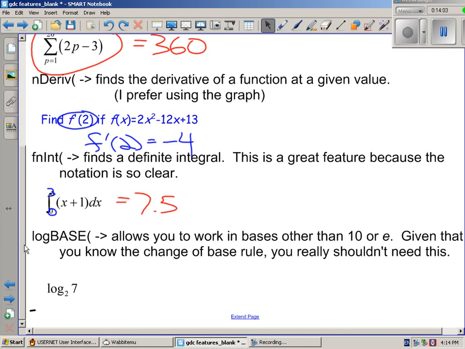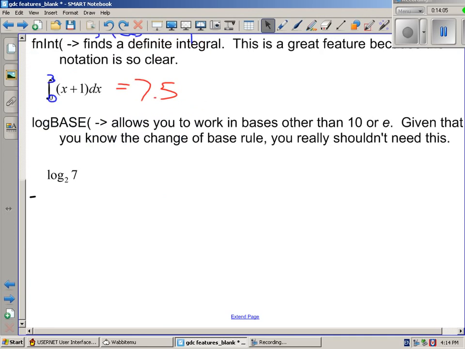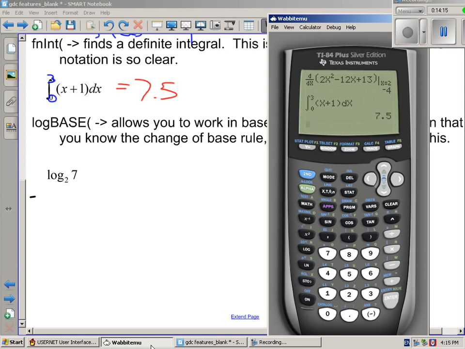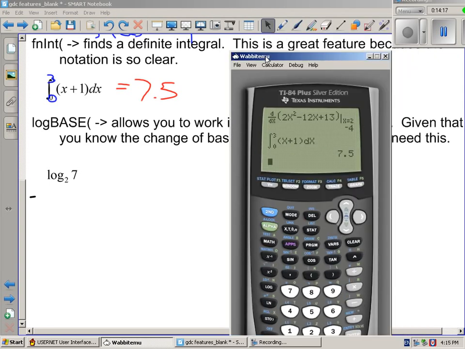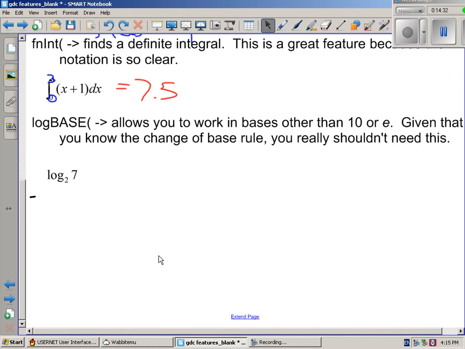Alright, the last thing that's in there that might be useful to you is log base. So typically your calculator is only working in a log with a base of either e or 10. This allows you to work in any base. But you can already do that from your change of base rule. So again, I'd go alpha y equals, go over to func. It says logBASE. I get to tell it that I want log base 2 of 7. Tells me that's about 2.81. Which makes sense.